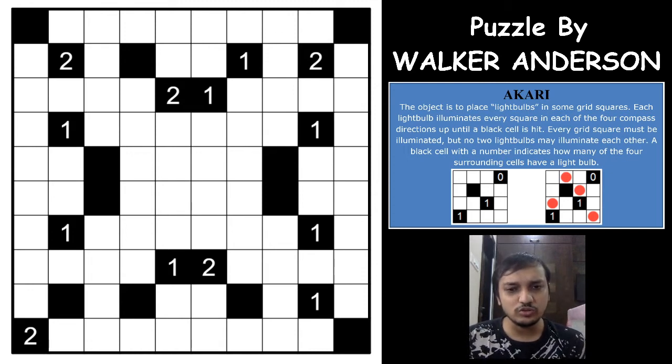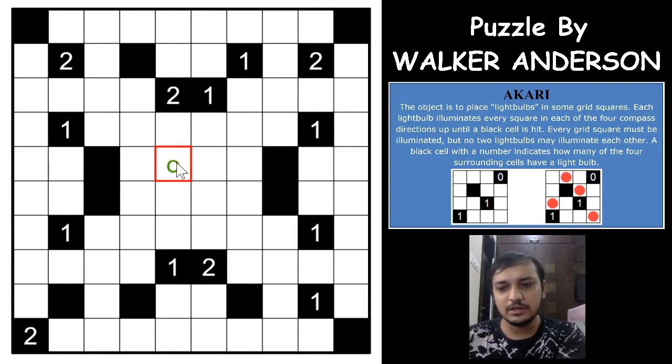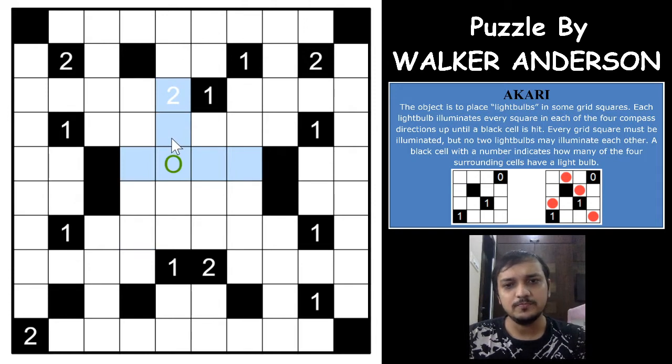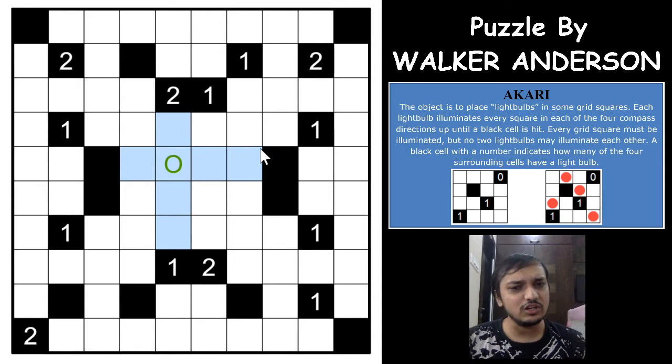So according to the rules of this puzzle, we have to place some light bulbs. So what do I mean by light bulbs? Let us assume that this is a light bulb, right? I'll mark it with a different color. Okay, so we have to place a light bulb in such a way that it illuminates all the cells seen by the light bulb in the horizontal and vertical direction till the edge of the grid, or till it hits the black cell, right?